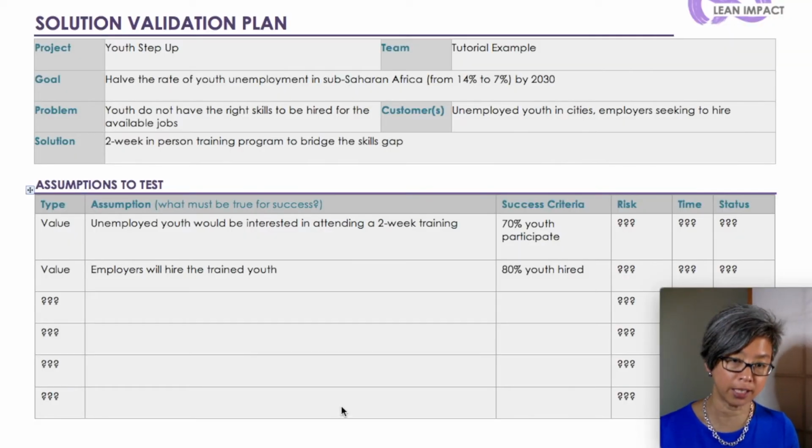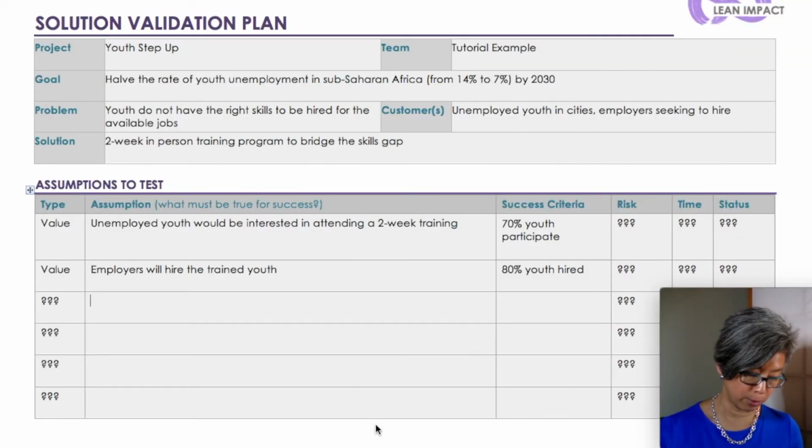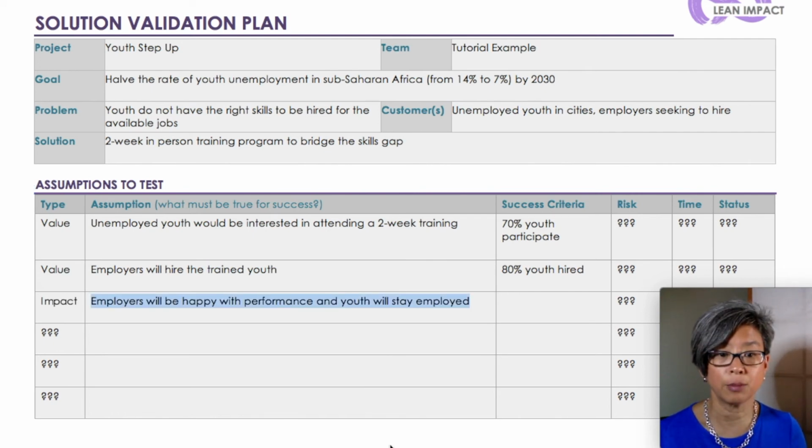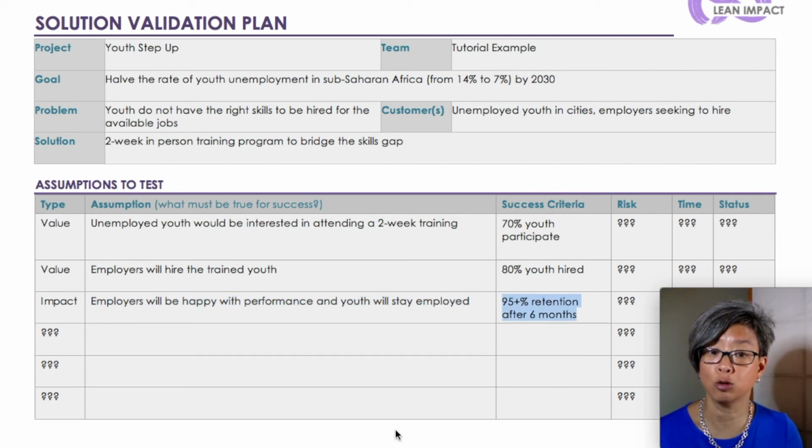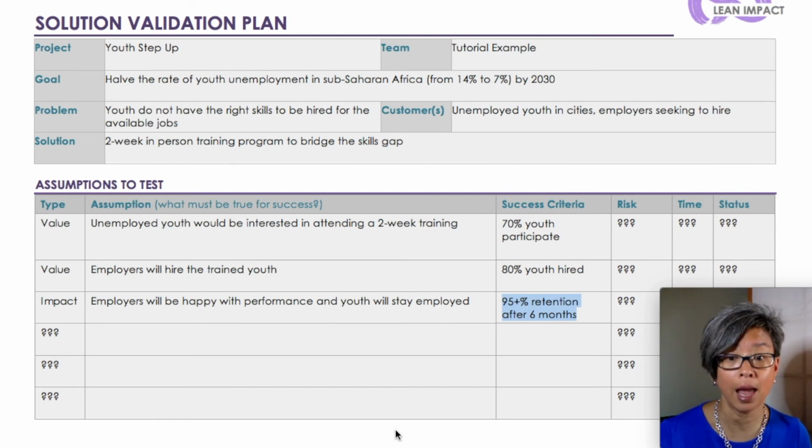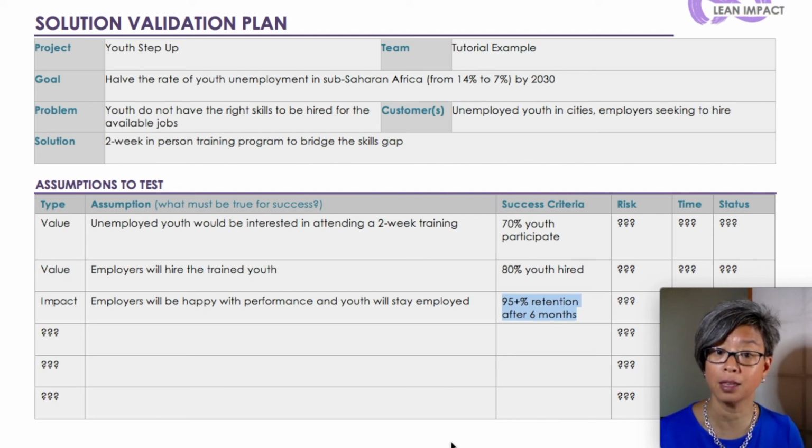Again, I'll go to my example here about unemployed youth. And some of my assumptions might be for impact that the employers will be happy with the performance and youth will stay employed. My success criteria there might be at least 95% of the youth are employed after 6 months, leaving the employers happy and the youth happy, and moving the needle towards my overall goal of reducing youth unemployment.